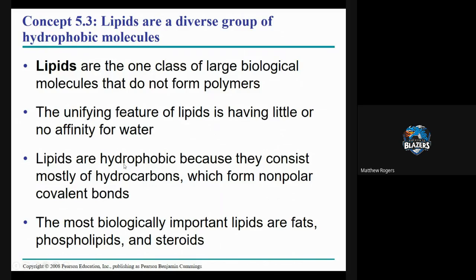So, like it says here, unifying thing, little or no affinity for water. Most of the time, they are hydrophobic completely. They want nothing to do with water. We use them mostly in organic molecules inside of your body and most animals as fats, phospholipids, and steroids. Realistically, the most important one is actually the second one, phospholipids, because without phospholipids, our cell membranes don't work. The other two are used to do different jobs in different animals. So we'll kind of take a look.